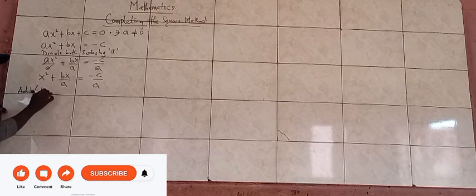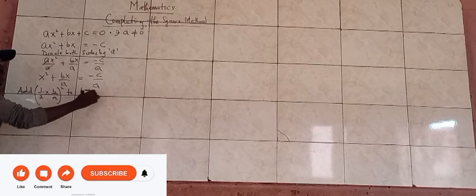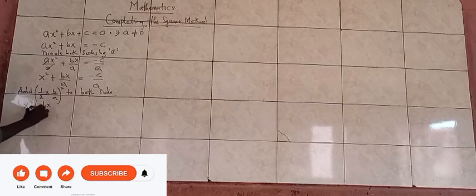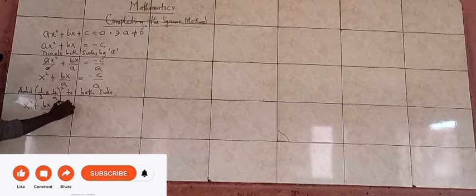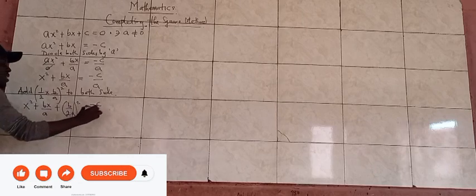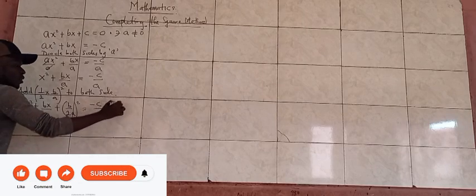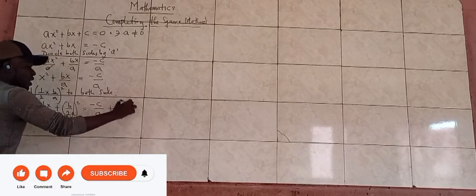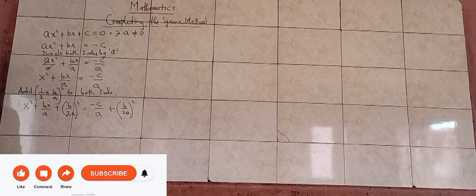So meaning that I'm going to add 1 over 2, which is half, of the coefficient of x, which is b over a, squared to both sides. Do the adding. Meaning that I'm going to say x squared plus bx all over a plus (b over 2a) squared equals minus c over a plus (b over 2a) squared. Are you there?